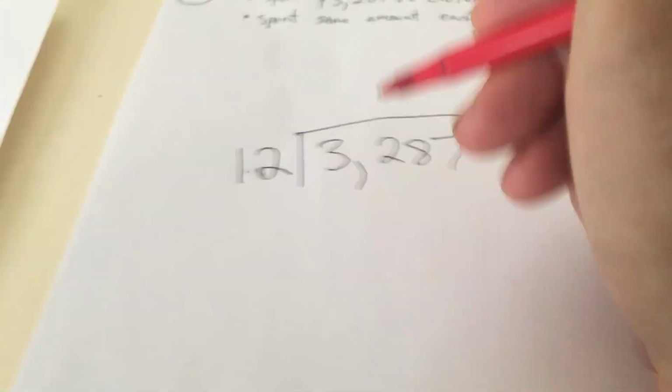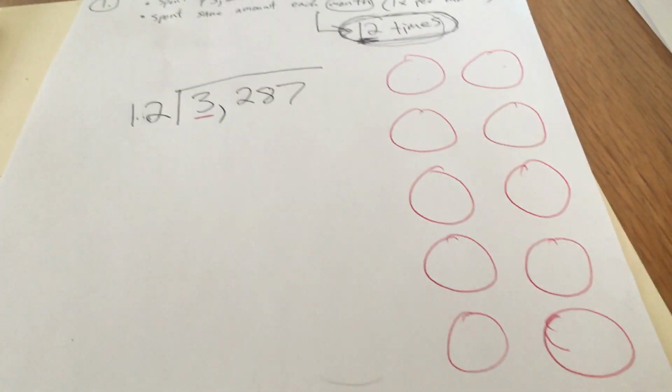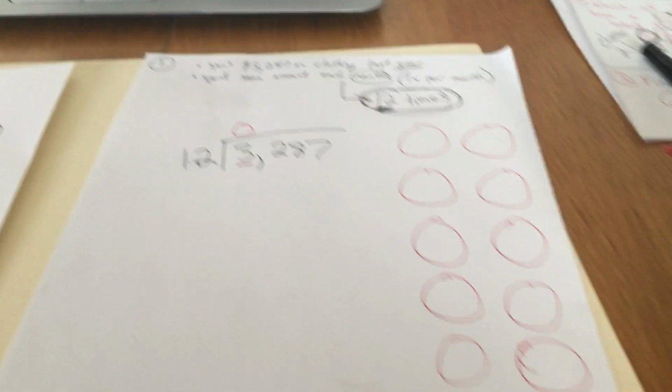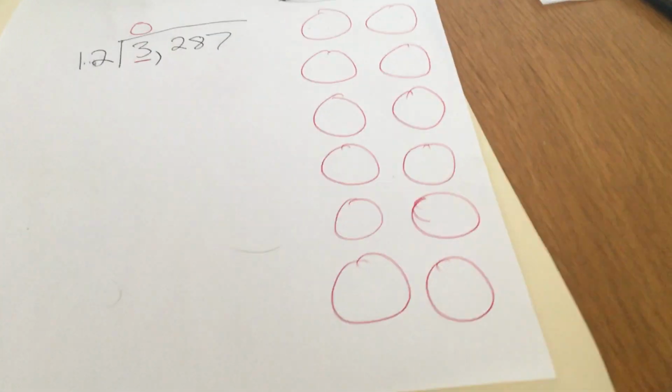Let's see. So we start here. We only have 3 thousands. So we can't put 1,000 into each group because we would need 12 thousands in order to put 1,000 into each group. So we can't put any thousands into each group. So I put a 0 above the thousands place here. You can't put any thousands there.